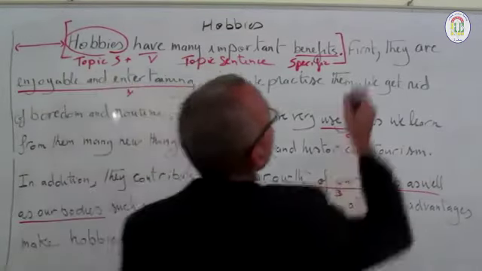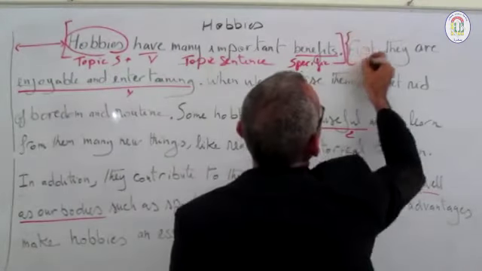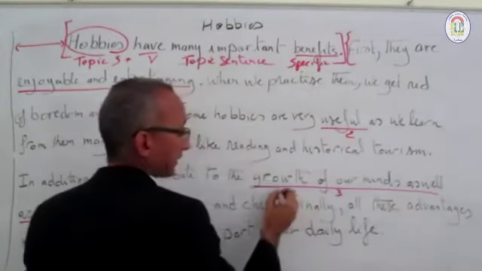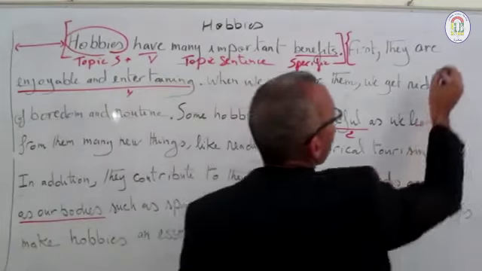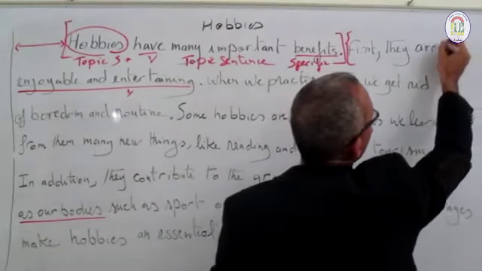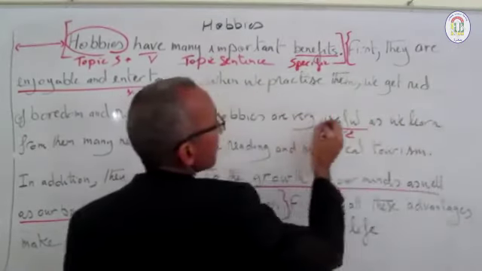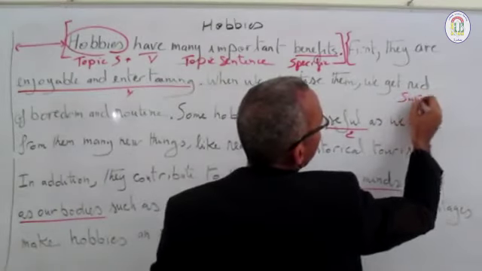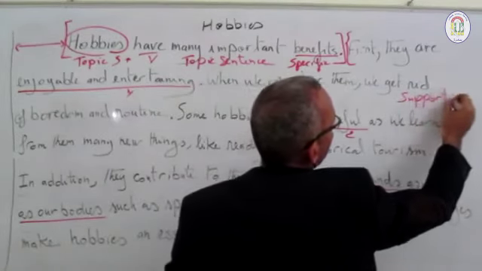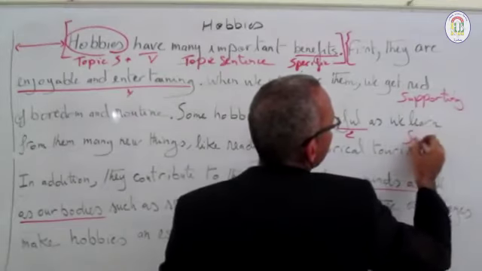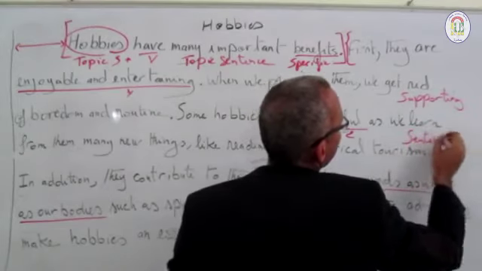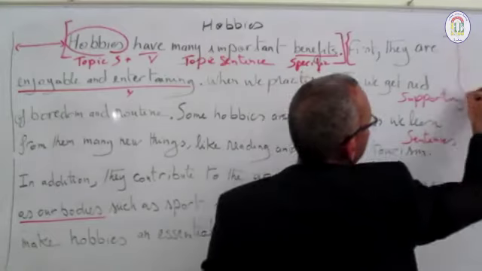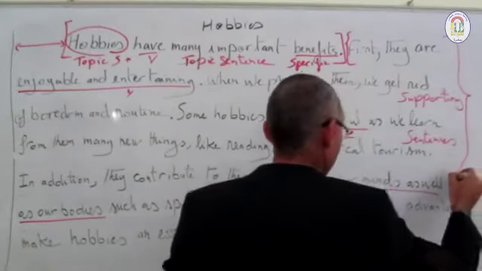Then we go on to our last part of the paragraph. So these, starting from here till finally here, are my supporting sentences, all this part.